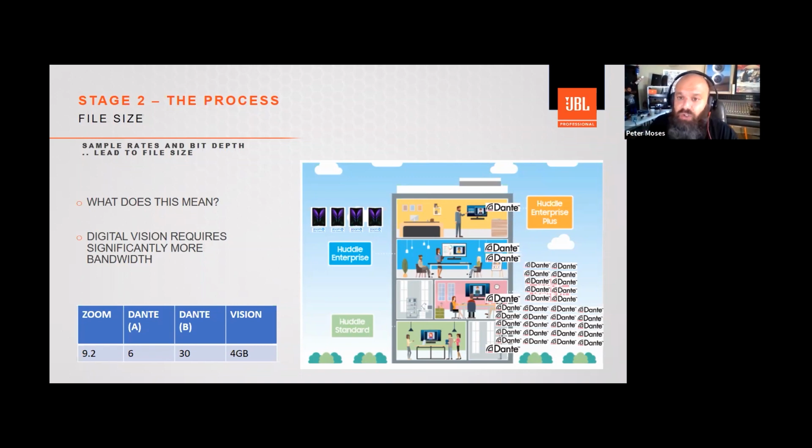If I'm using my Zoom model, my Dante A and my Dante B, I'm sitting at about 46 megabytes. Let's call it 50 megabytes, as we always like to round up. If we're rounding up to 50 megabytes, I still have 750 megabytes at best to play with.